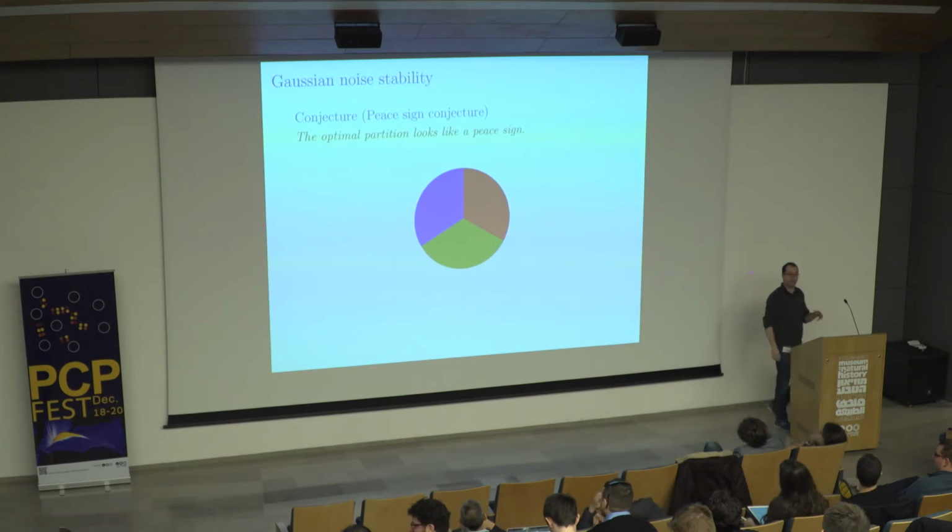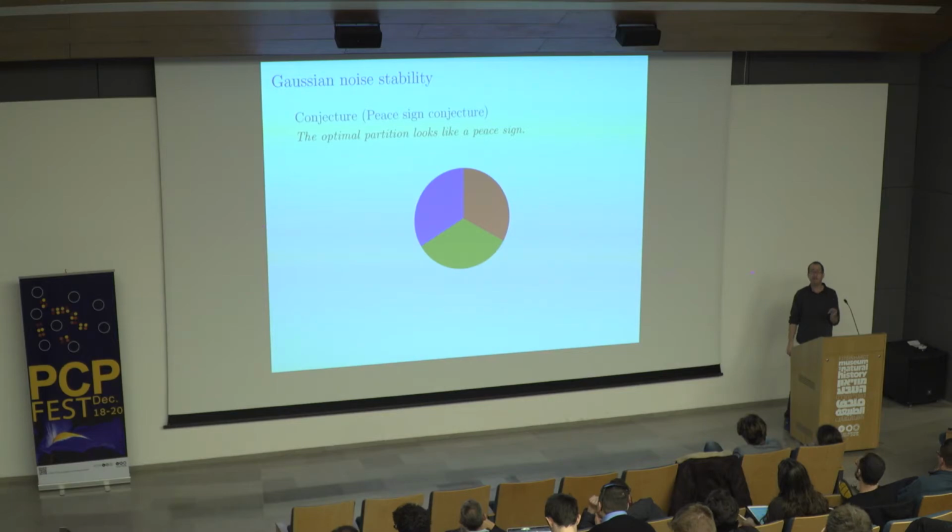And what if this conjecture is true? It will tell you, like majority is stablest, when you look at functions from 3 to the n to 3, the optimal function with low influence is going to be plurality. This is equivalent, okay? So if this is true, that is true.